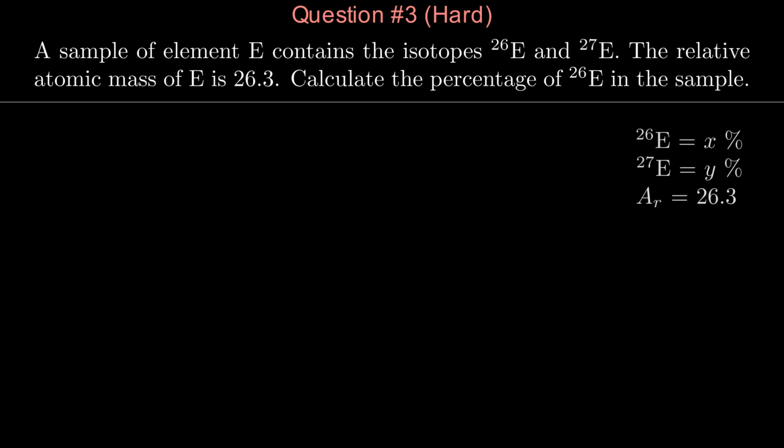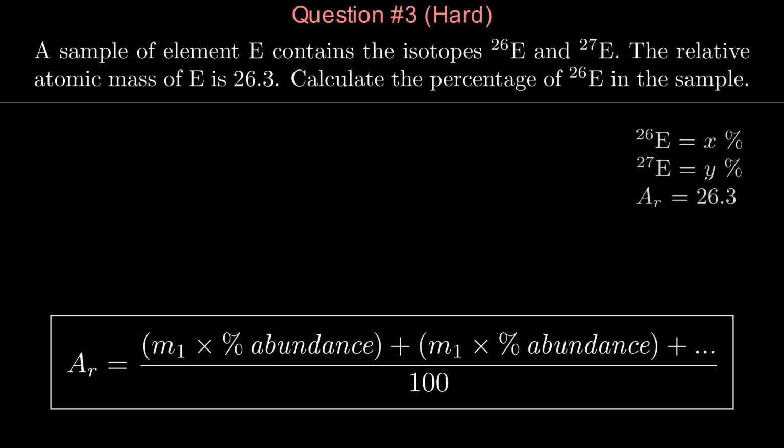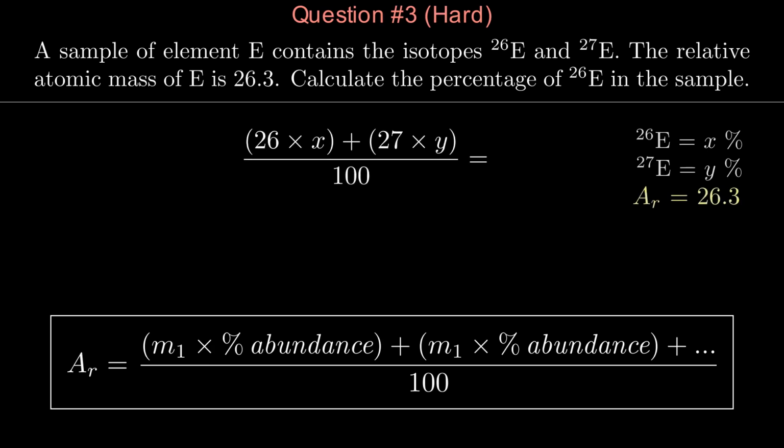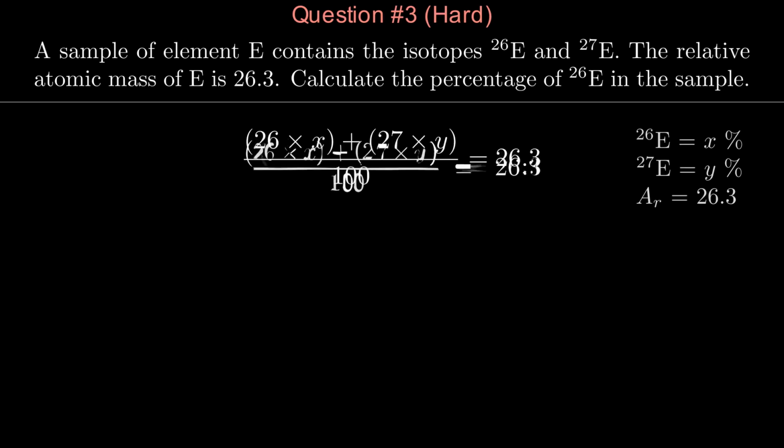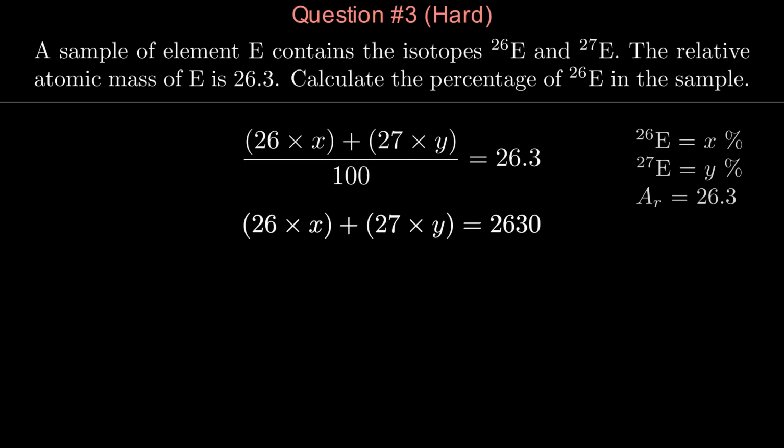You can start by writing an equation for abundances, as we did before. But I will start by creating an equation from the formula instead. It doesn't really matter which one you do first. Abracadabra, and the formula appears. So let's plug in even more numbers. 26 times x plus 27 times y, then divide by 100 and make it equal to the AR. After tidying everything up, our equation will transform into this.